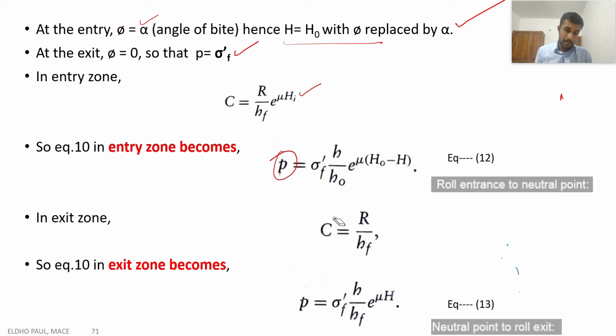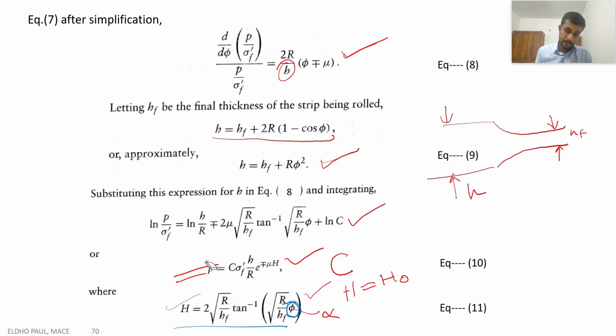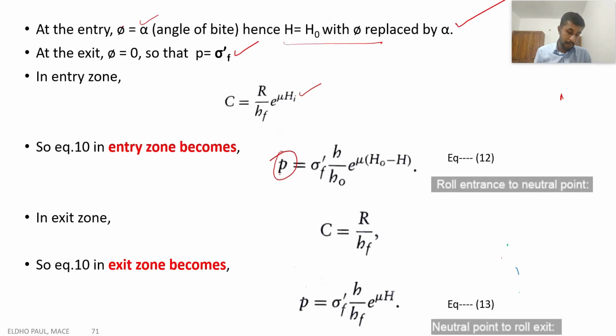In the previous equation, P equals the constant C into sigma dash f h by e raised to mu h. So what is the C value? C value is nothing but R by hf. We have a term R by hf value. That means the pressure P is directly related to the R by hf value. So if the radius of the roller increases, correspondingly the pressure required for the rolling operation also will increase. That is why we are using small diameter rollers for rolling operation.